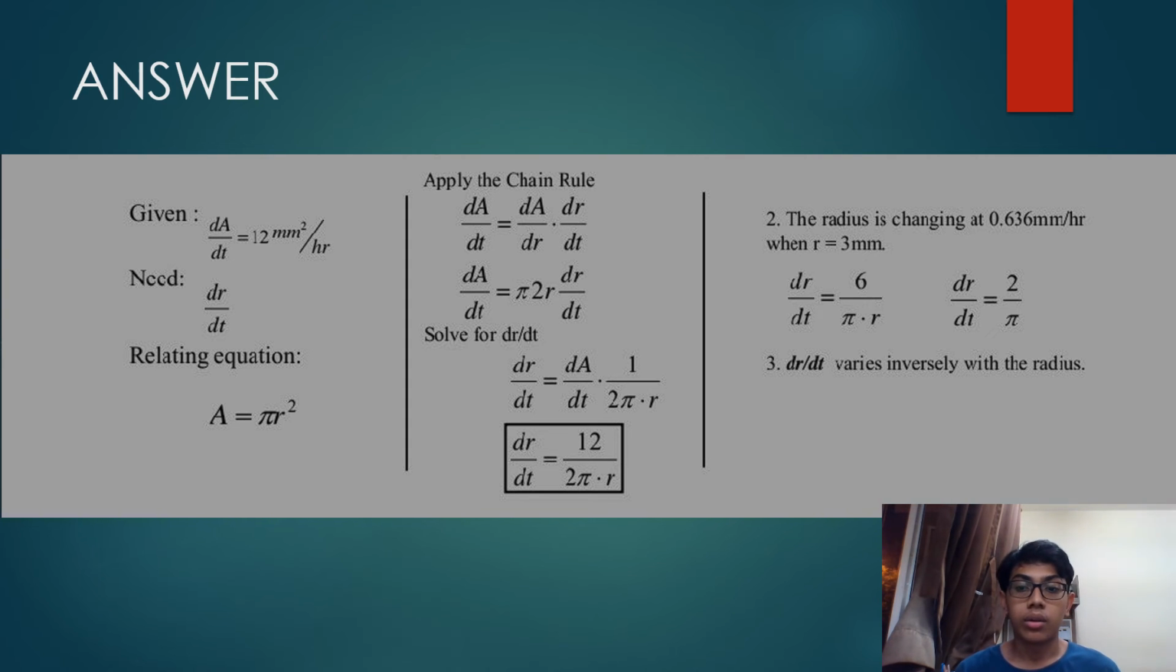Now I will pass the presentation to Aiman Muhammad. Assalamualaikum warahmatullahi wabarakatuh. My name is Muhammad Bikram Saman. My next question is to describe the way dr over dt changes with the radius of the circle. The answer for this is dr over dt varies inversely with the radius.